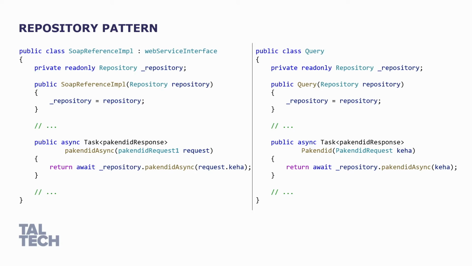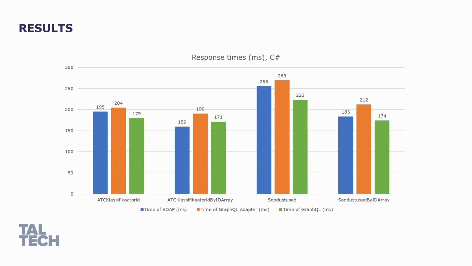And results. First, we measured response times. Here are the results. Blue is for the SOAP service, orange for the adapter service, and green for the GraphQL service. We can see that the differences are small. SOAP and GraphQL are almost equal. Only the adapter service is a little bit slower.